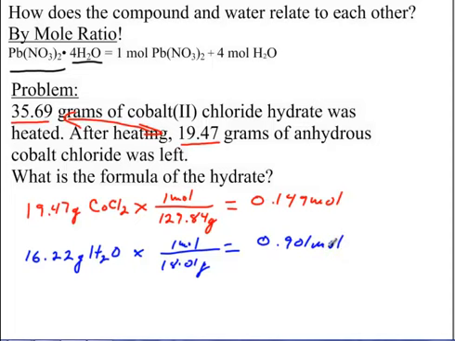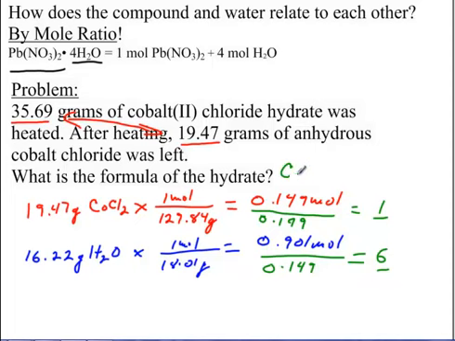Now here's an important point. With empirical formula, after you find moles, what do we always do? We divide by the small, right? The smallest in this case is, of course, the 0.149. So divide by 0.149, and I get 1 for the cobalt chloride, which probably makes sense. And for the water, 0.901 divided by 0.149, I get 6. So this tells us that for every cobalt chloride, there are 6 moles of water. So the question is, what is the formula of the hydrate? Well, it's CoCl2 dot 6H2O, and it fits the mole ratio with empirical formula.